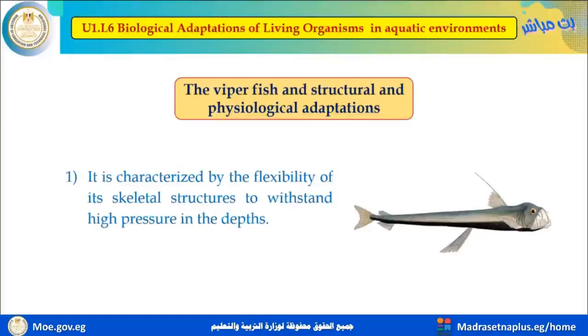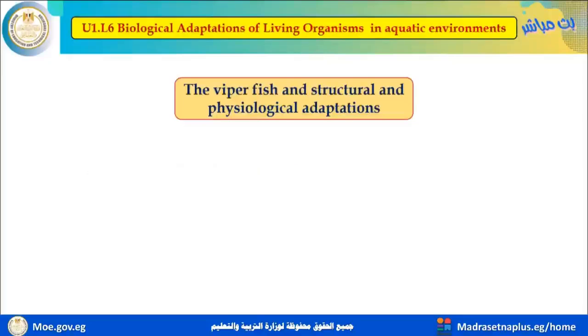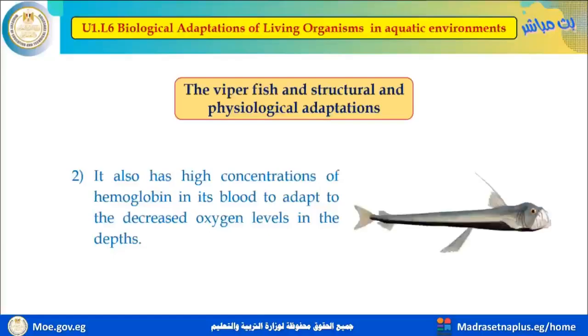What else for the viper fish? Yes, it also has a high concentration of hemoglobin in its blood to adapt to the decreased oxygen levels in the depth. Yes, this is also a kind of adaptation. It has a high concentration of hemoglobin, and that helps it cope with the low oxygen level in the depth.